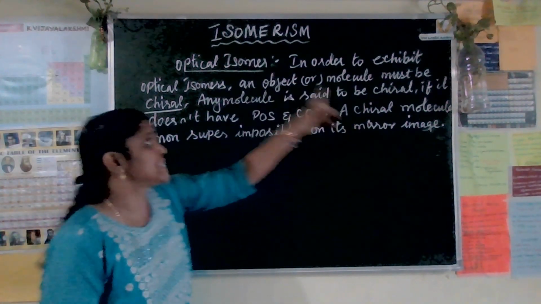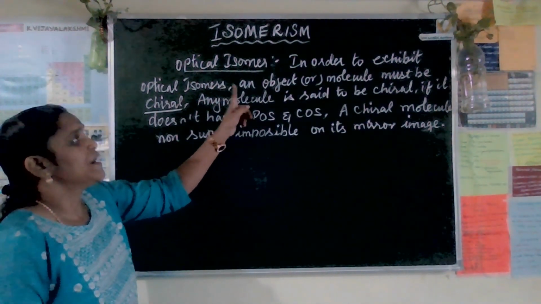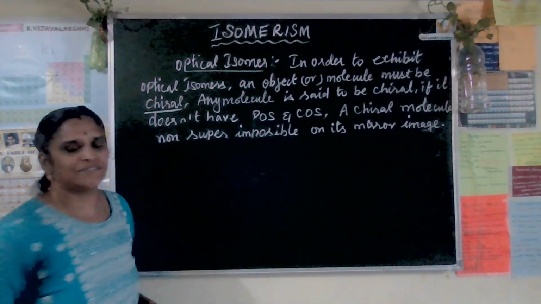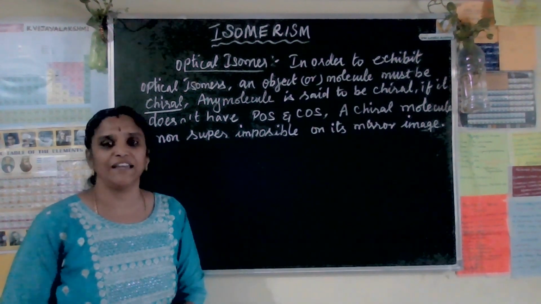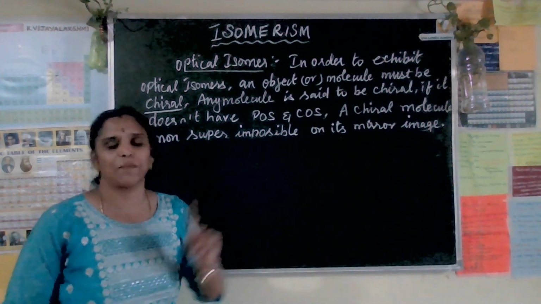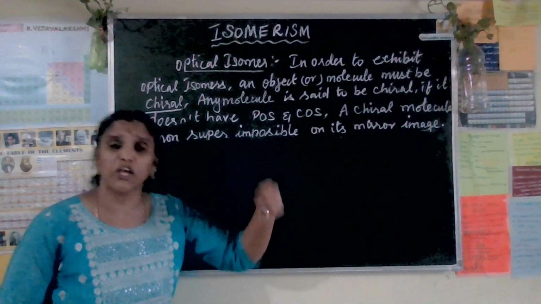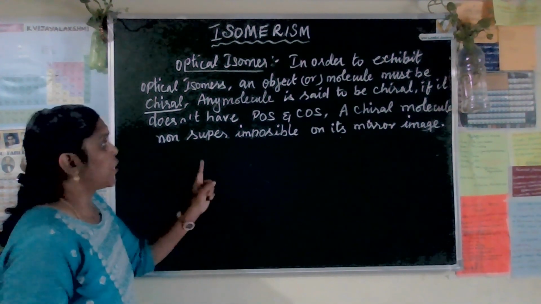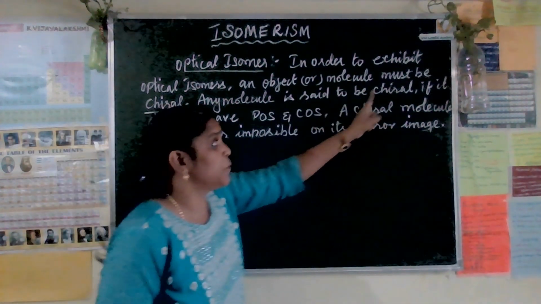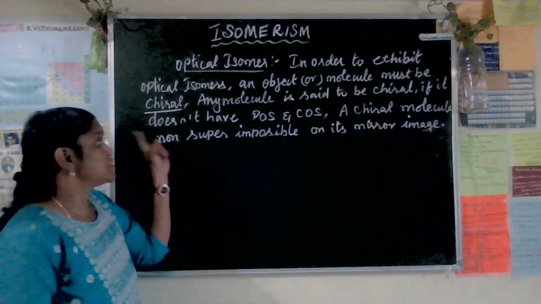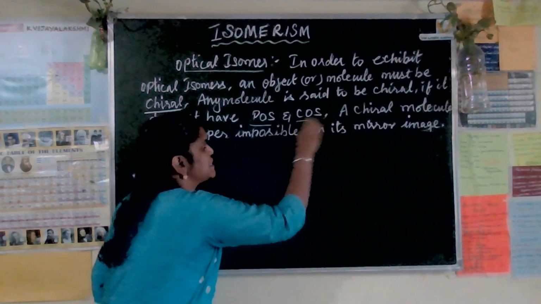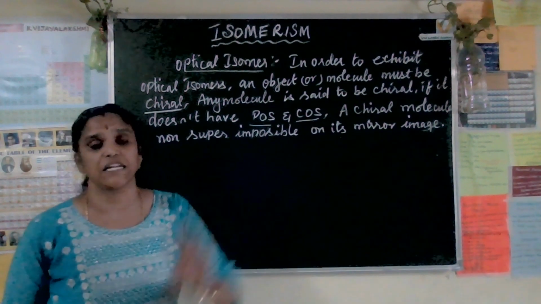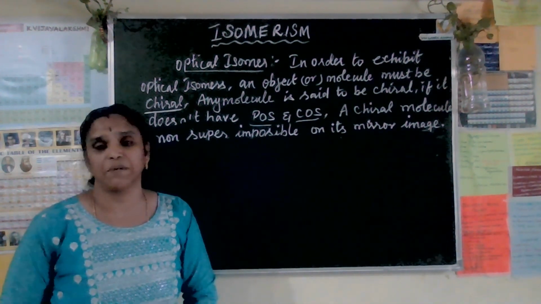In order to exhibit optical isomerism, an object or molecule must be chiral. So definitely the first eligibility for optical isomerism is that the carbon should be chiral. The chiral molecule should be there for it. Any molecule is said to be chiral if it does not have POS and COS. What is POS and COS? Plane of symmetry and center of symmetry. It should not have a plane of symmetry or center of symmetry.